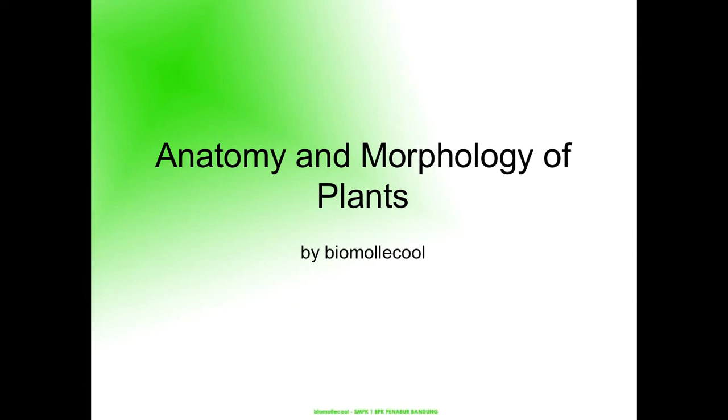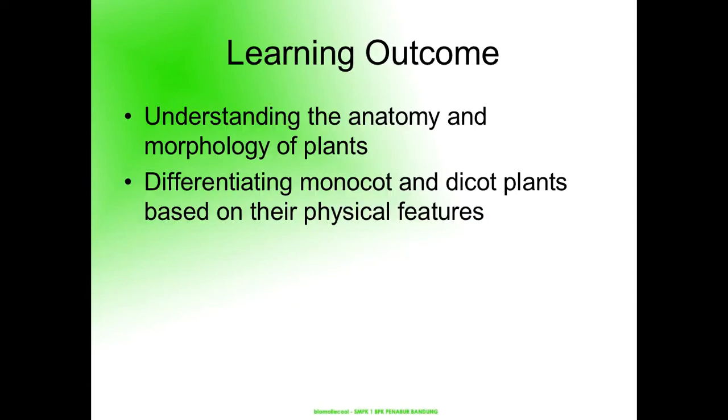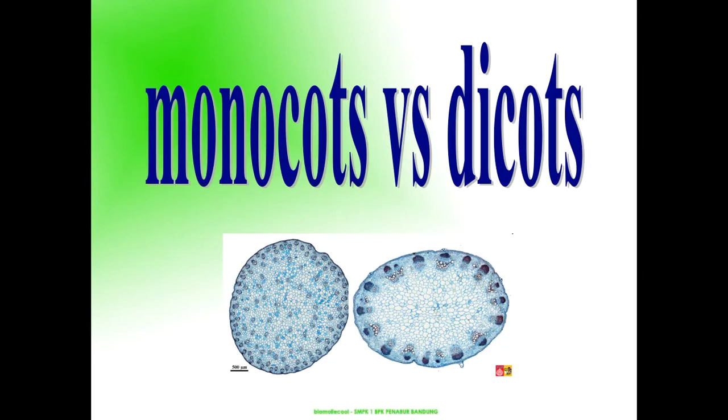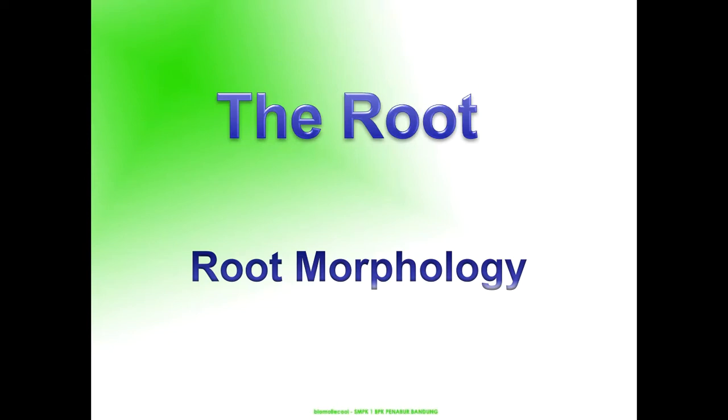Everyone, our topic today is anatomy and morphology of plants. The learning outcomes we are going to accomplish are: first, to understand the anatomy and morphology of plants; second, to differentiate monocot and dicot plants based on their physical features. Monocots versus dicots. First, we are going to talk about the root morphology.